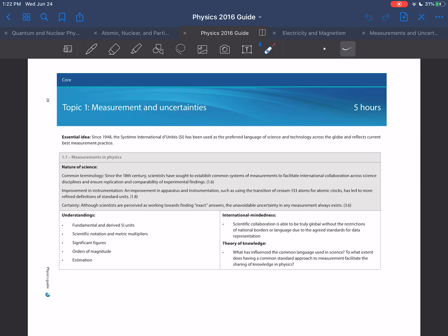Hello everyone. In this video, we will begin to examine topic 1, measurement and uncertainties, and in particular, we will start to unpack 1.1, measurements in physics. More particularly, we will begin to examine fundamental and derived SI units and scientific notation and metric multipliers.